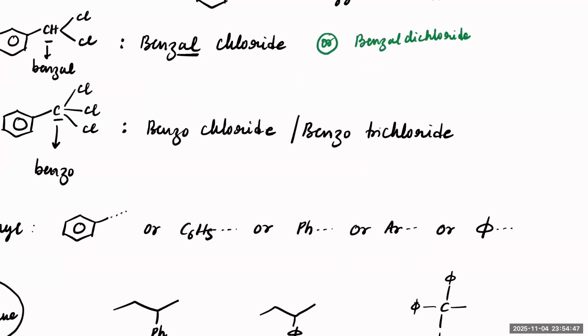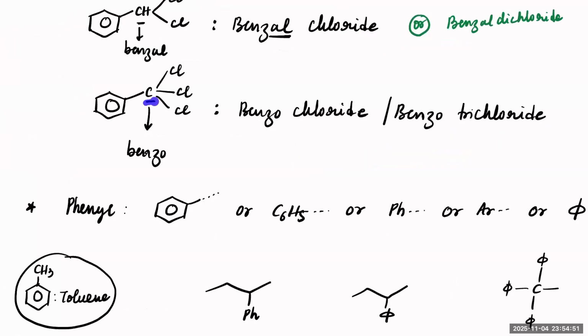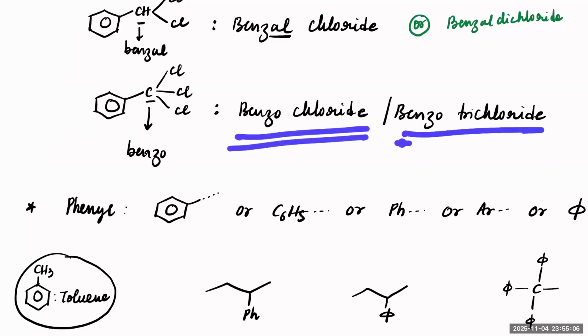Same way I have written the next one also. You can see this carbon having three chlorines here. Then we call it benzo, just like benzoic acid, correct? Because if the valence is three, we write it as benzo. So this is benzo chloride or benzo trichloride.